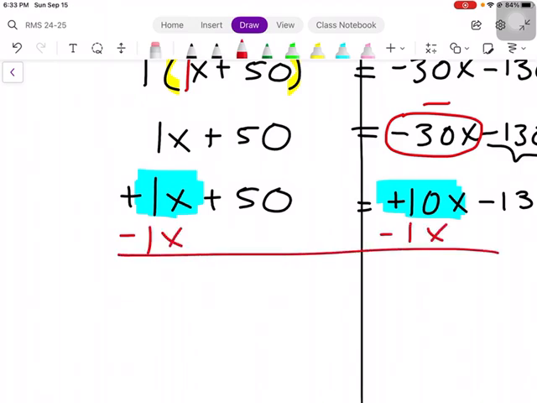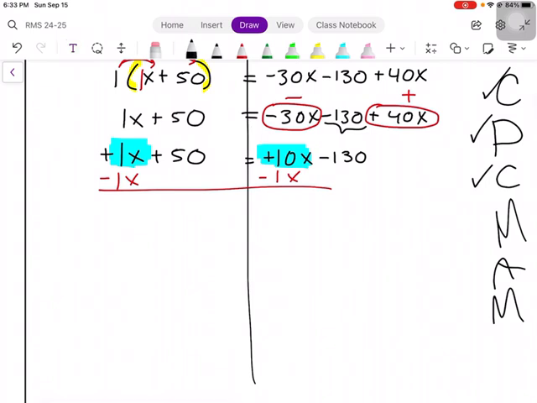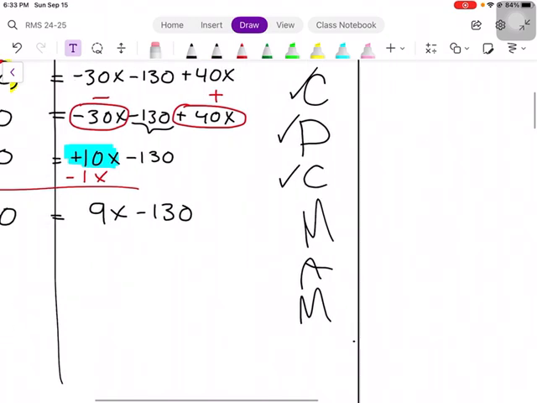So I'm going to do that on both sides. This positive 1x and negative 1x cross out because they're opposite. They make 0. And then 10x minus 1x, well, that's just 9x. Now we're here. Okay, so I'm on my last two steps.